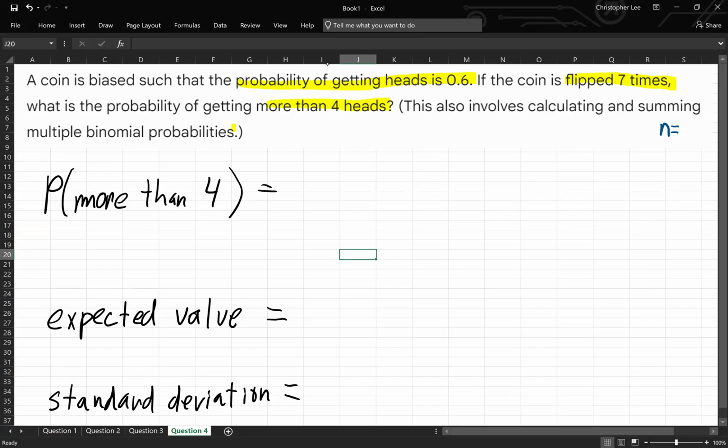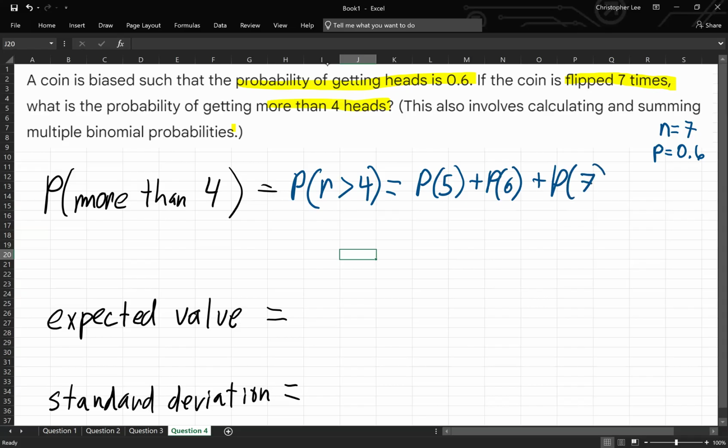My n, which is my sample size, is 7. My probability of success in this case is 0.6. And I want to know what is the probability of more than 4. Hold on, I have to think for a second. What numbers are more than 4? Right? More than 4. So that must mean that they want to know what is the probability of R, or you can say X, greater than 4. So what numbers are greater than 4? That must be the numbers like 5, like 6, and like 7. Okay, now this is starting to make a little bit more sense now, right? So I want to know what's the probability of 5, 6, and 7.